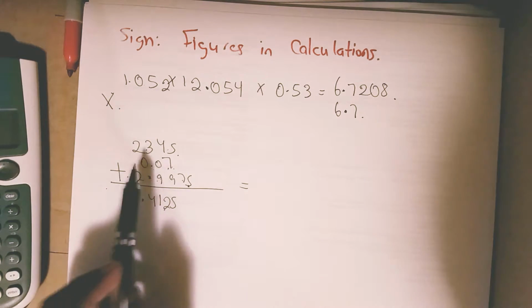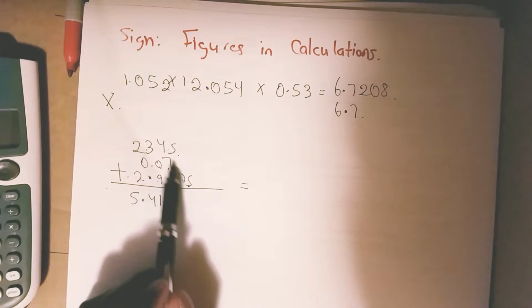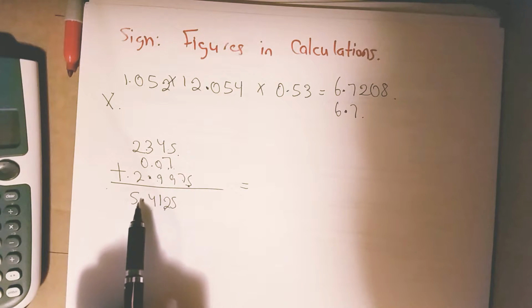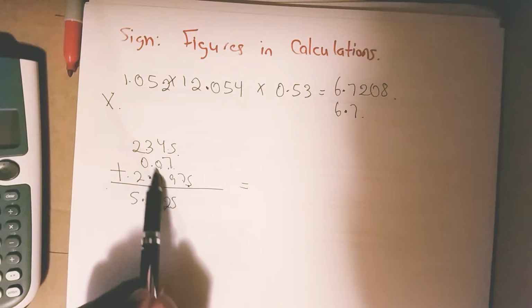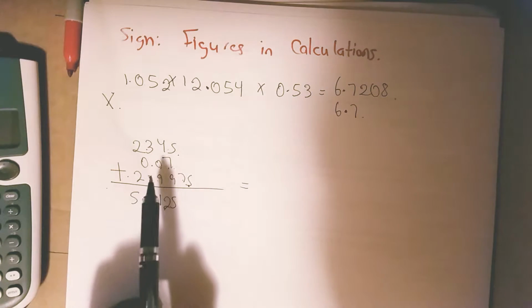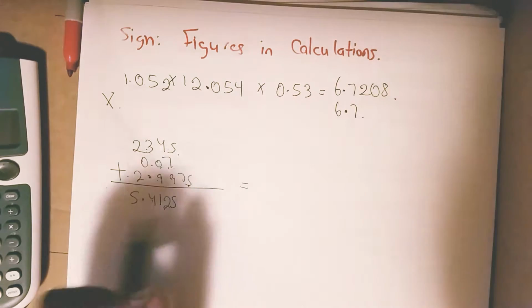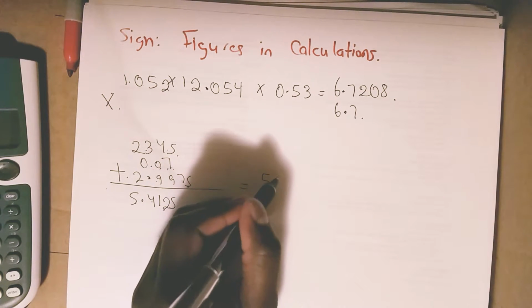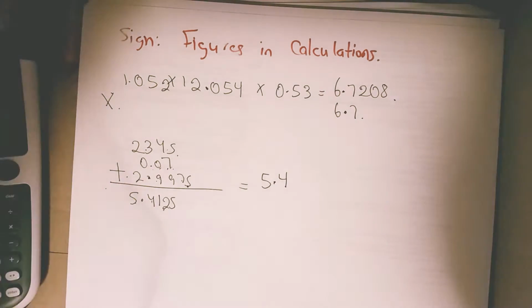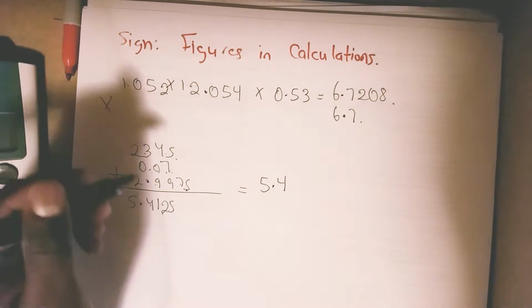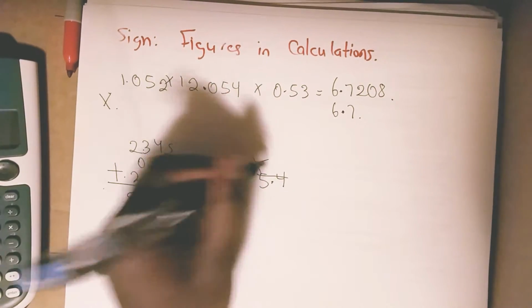You take the least amount of decimal places and you write that as the amount of significant figures. So here's 2 decimal places, so you take 2 significant figures, 1, 2. So the answer is 5.4. Okay, that's wrong. That's not it.